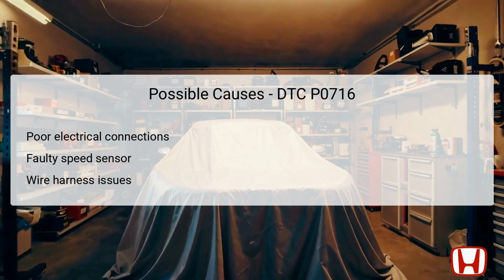Additionally, wire harness issues, such as fraying or breaking due to wear and tear or environmental factors, can lead to an open circuit, causing the signal to be interrupted. Diagnosing these issues requires careful inspection of all related wiring and connections to ensure reliable readings from the speed sensor.